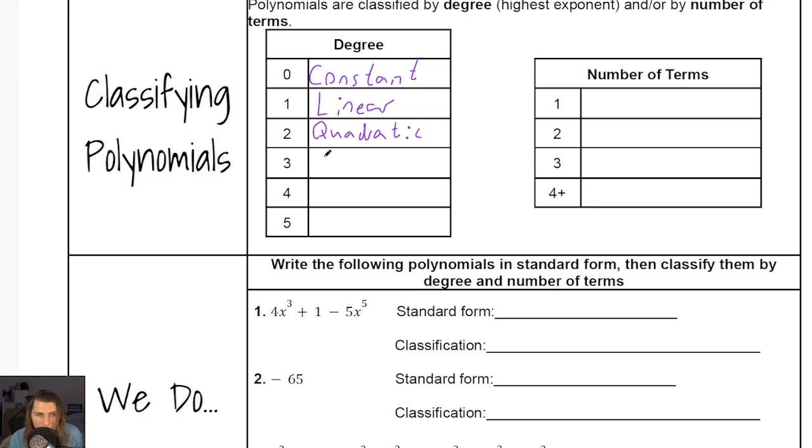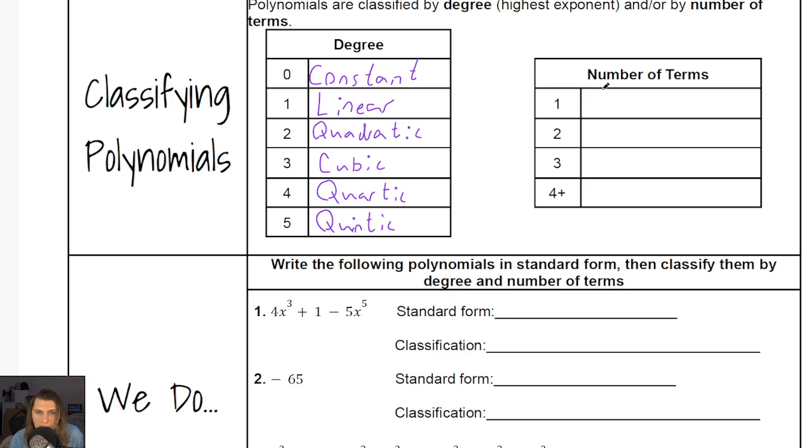Next, we get into a degree of 3, which we call a cubic polynomial. A degree of 4 is called a quartic polynomial. And a degree of 5 is called a quintic polynomial. So if you know, these are kind of the root words for 4, for 5.